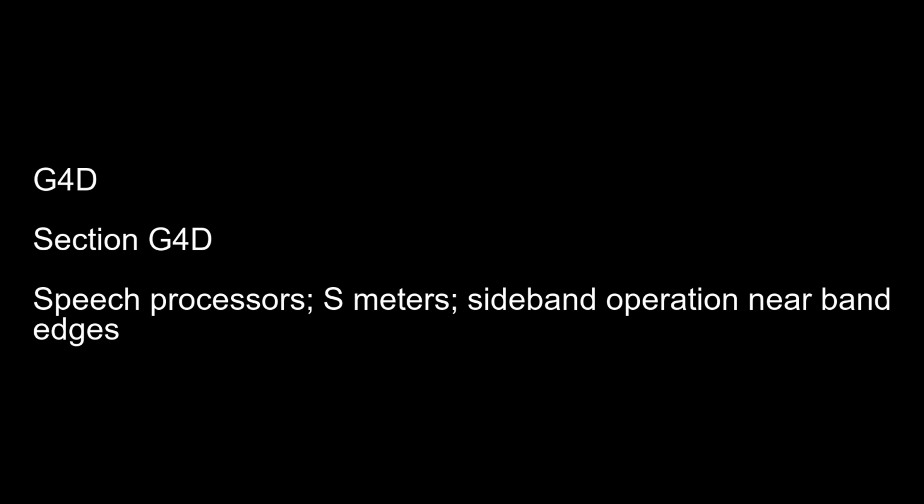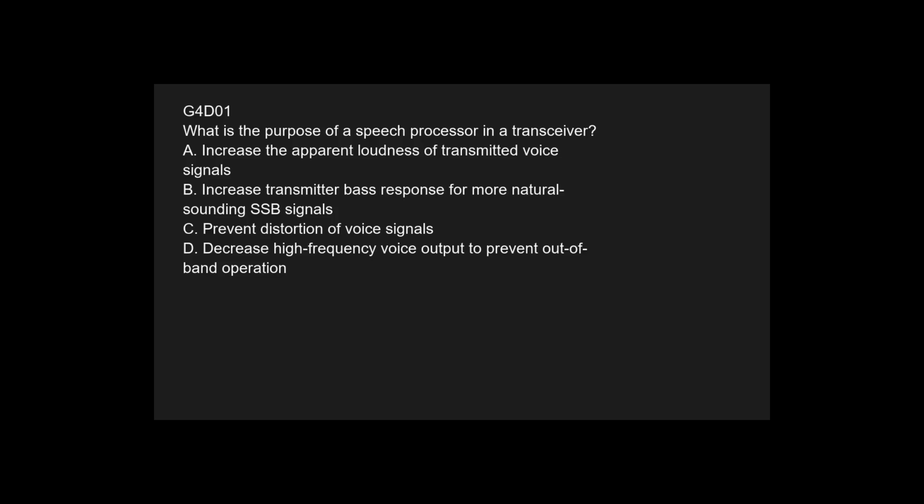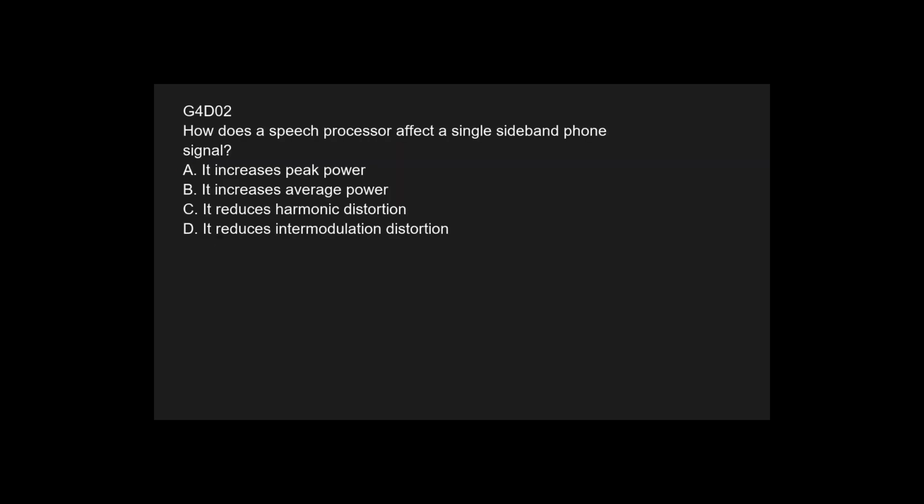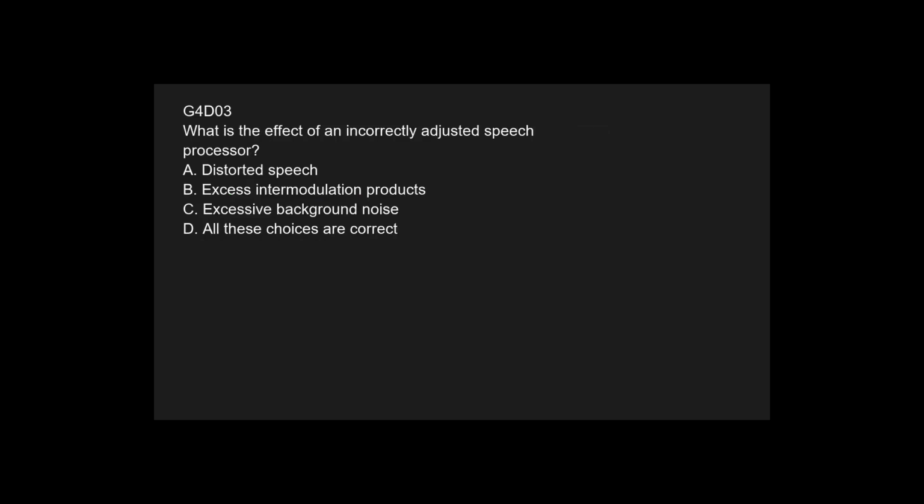Section G4D. Speech processors, S-meters, sideband operation near band edges. Question: what is the purpose of a speech processor in a transceiver? The correct answer is A. Increase the apparent loudness of transmitted voice signals. Question: how does a speech processor affect a single sideband phone signal? The correct answer is B. It increases average power.